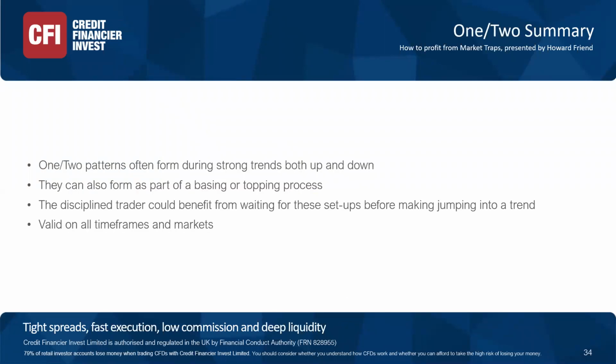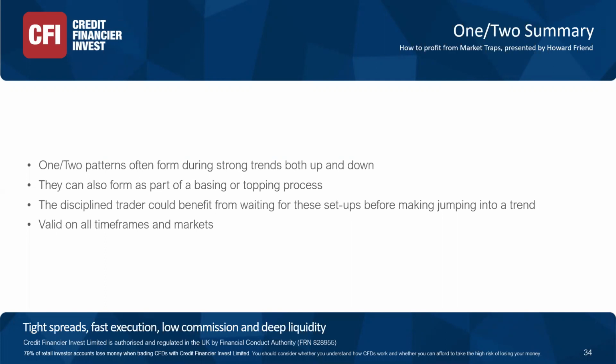So just to summarize on the 1-2 trading setup, 1-2 patterns often form during strong trends up and down. They can also form, as I've shown you, as part of a basing process or part of a topping process. So they can be continuation patterns, usually continuation patterns, but also they can form as reversal patterns as well. And they can be very powerful when used as reversal patterns because typically the holders of the market are dumping their positions pretty quickly. So the reversal pattern can sometimes be more aggressive than the trend continuation pattern.